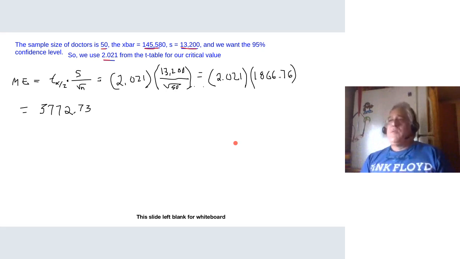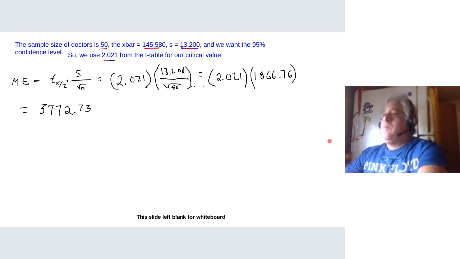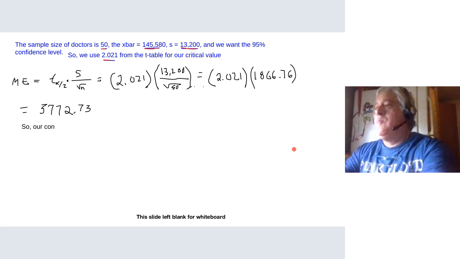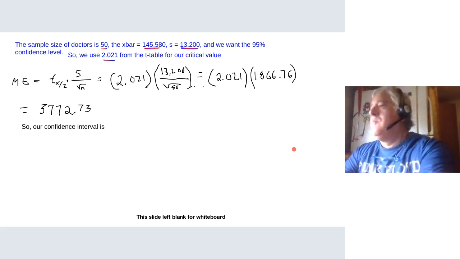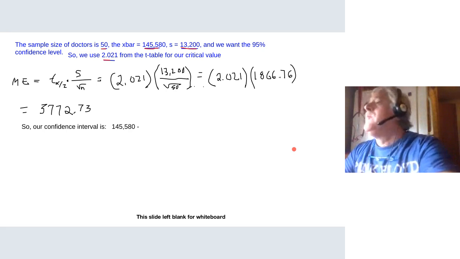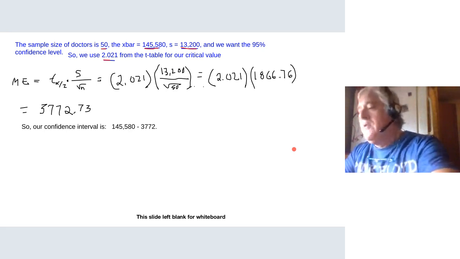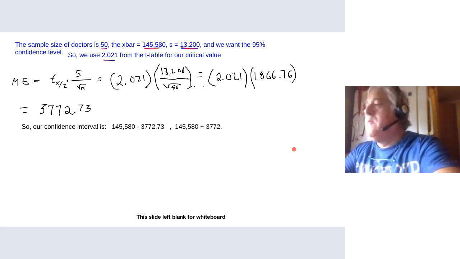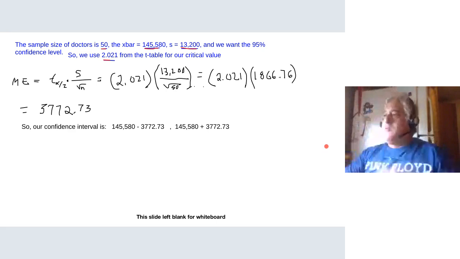All right, so that's what's just going to be added and subtracted. Let's see, 145,580 minus 3772.73, and I'll put a comma there, 145,580 plus. So that's what we're going to do, and then that'll give us our confidence interval.